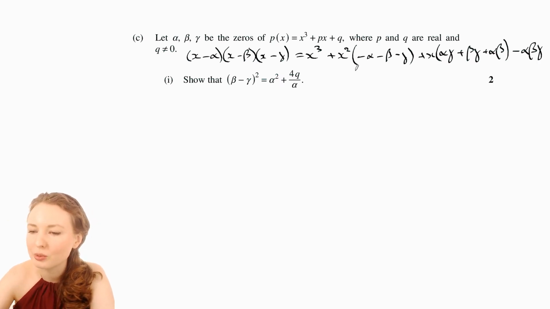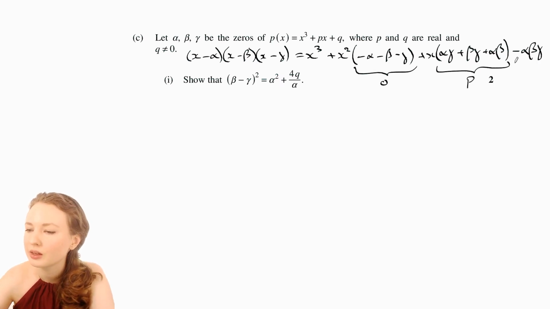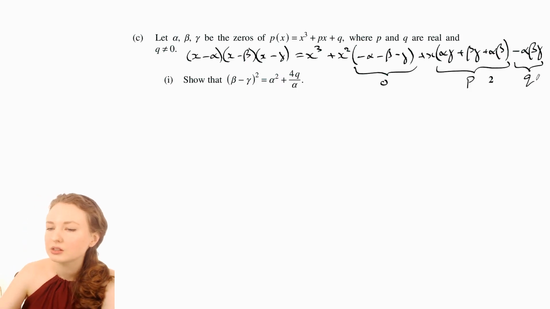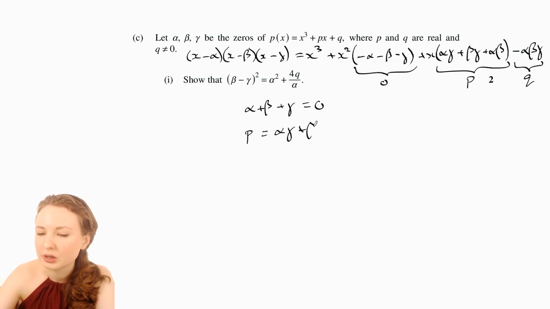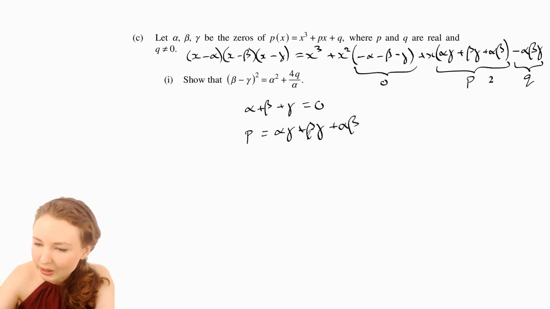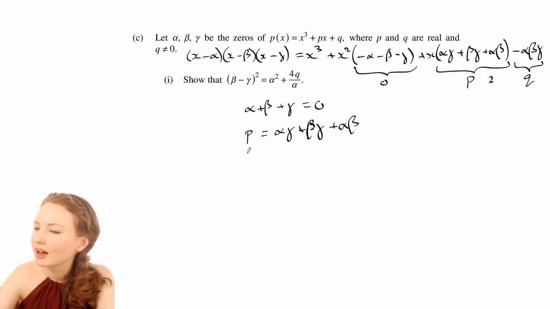Okay, so from that we know that that is 0 because there's no x squared here. That whole thing is p, and that's q. So we've got alpha plus beta plus gamma is 0 from that. From that we've got that p equals alpha gamma plus beta gamma plus alpha beta. And we've got that q is negative alpha beta gamma.